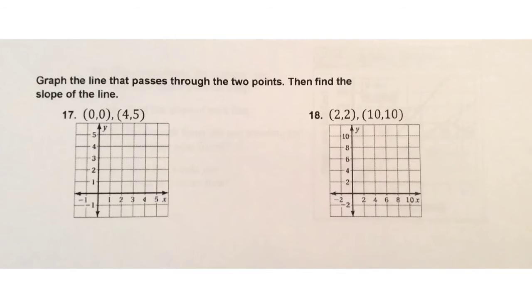For these 2 problems, you're supposed to graph the line that passes through the 2 points, then find the slope of the line. Could you find the slope without actually graphing them? Of course, because it's the change in y, the second number of each coordinate, over the change in x, the first number in each coordinate. And remember, to find the change, you're doing a subtraction problem. Or you can graph these, and remember, the slope is rise over run. How much did it go up? Over how much did it go over?